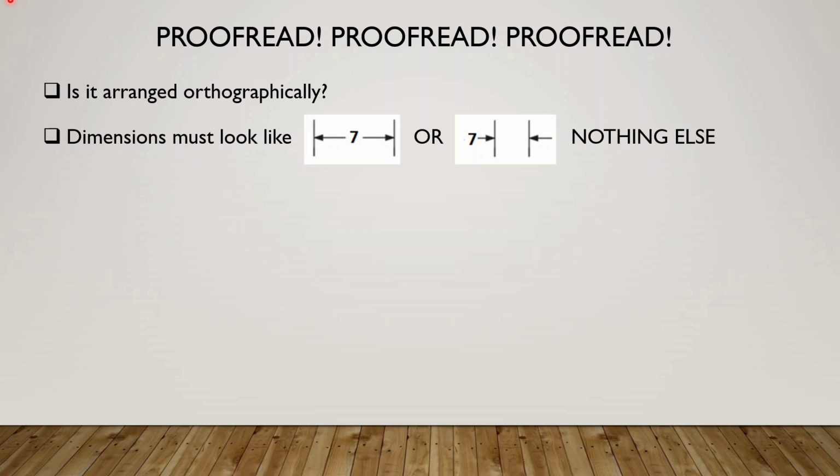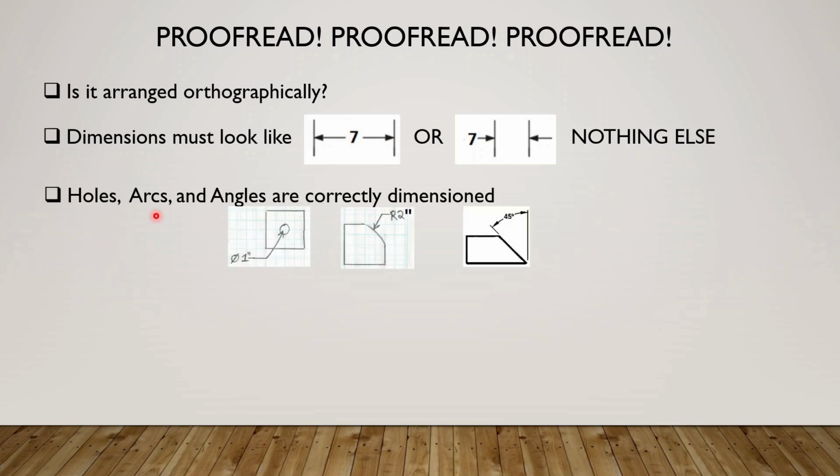The second thing you need to ask yourself is when you're talking about length, width, thickness, or linear dimensions, do your dimensions look like this or this? Do they have the little extension lines? Do they have the dimension lines? Do they have the arrow? And do they have the dimension in the middle? When you're talking about holes, arcs, and angles, are they correctly dimensioned? Do they look like these 3 pictures down here?